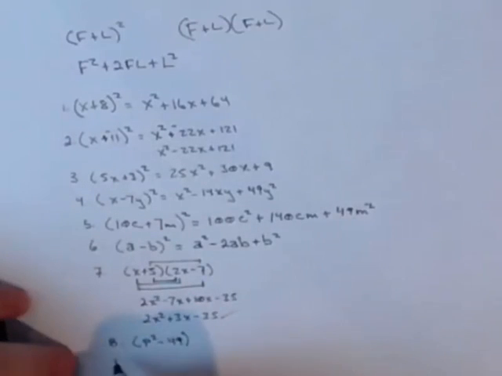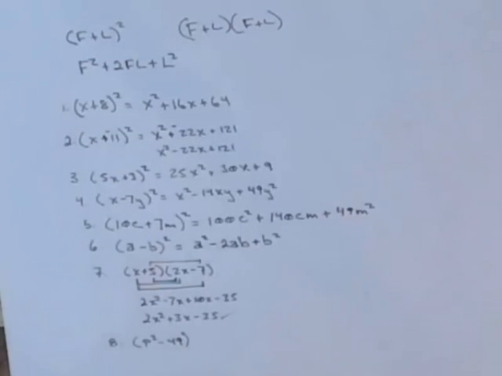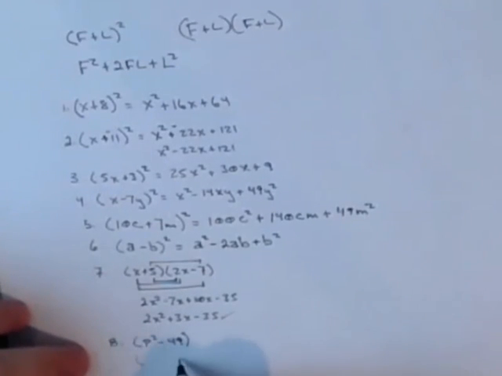All right, let's go ahead and look at number 8 here. Number 8 is p squared minus 49. And you can see in this that you're going to end up with, maybe you can start to see the pattern here. Let's go ahead and just take a look at this. We know we're going to factor this out into being two different binomials.